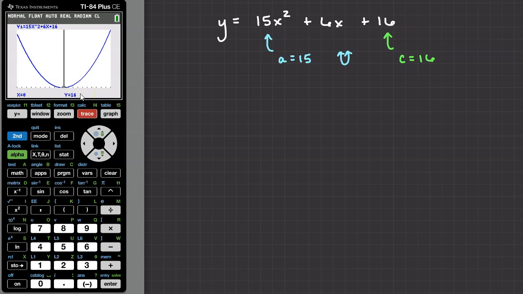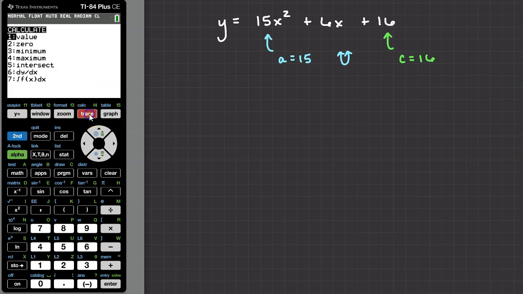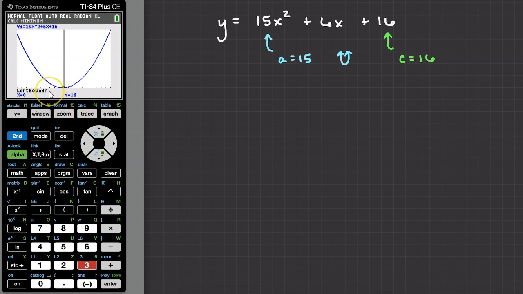But is that our minimum value? In order to find the minimum value, we'll need to hit second, trace, to calculate it precisely. Since this parabola has a minimum, select option 3. The first question the calculator asks is for a left boundary. Move the cursor anywhere to the left of the minimum value.